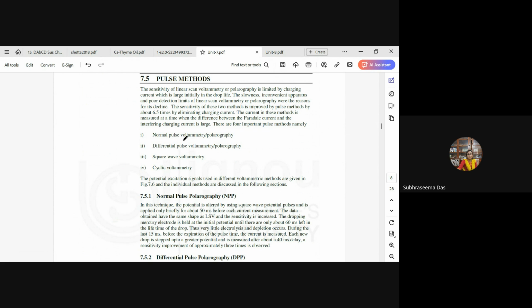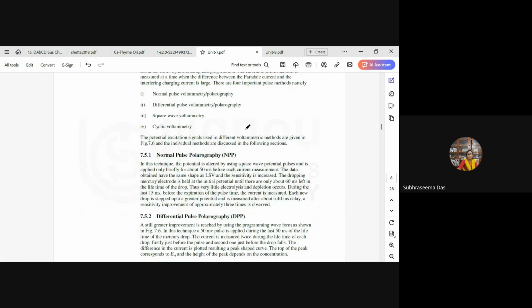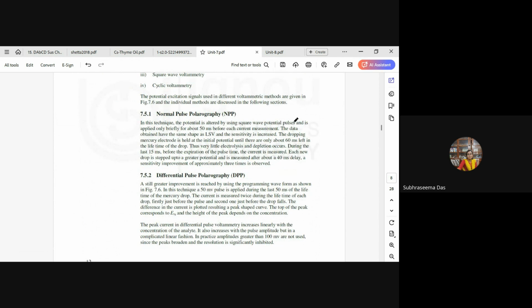One is normal pulse voltammetry or polarography. The second is differential pulse voltammetry or polarography. Then square wave voltammetry, and cyclic voltammetry. Now we will talk about normal pulse polarography.